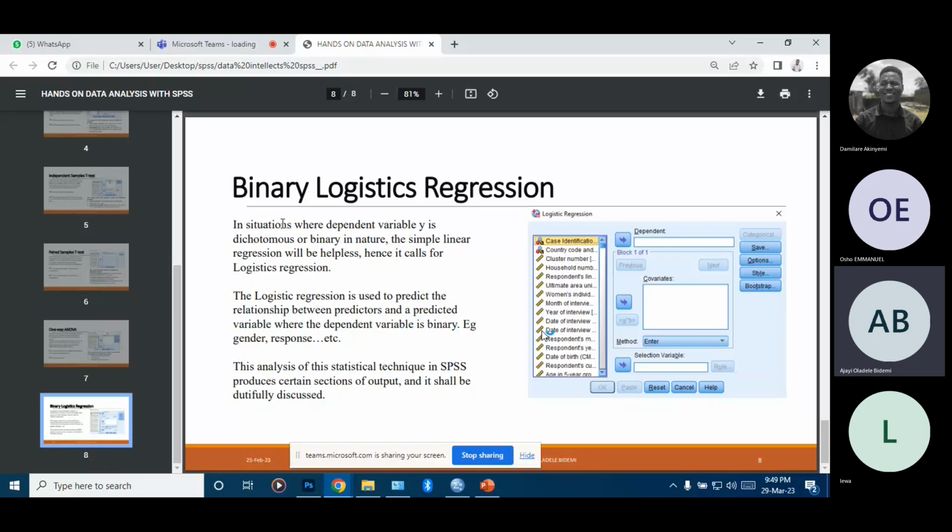But what happens whenever we want to predict a variable that is measured on a dichotomous scale, that is measured on a non-continuous scale, right? What happens? The multiple linear regression will not be able to handle it. Hence, we need a logistic regression.